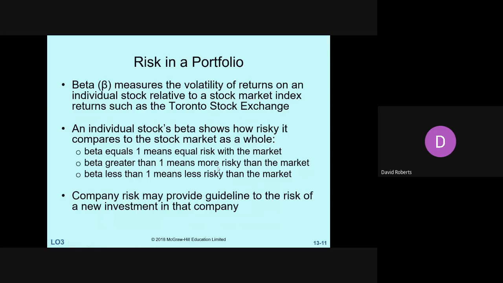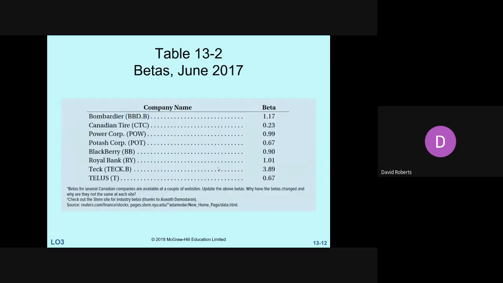Now, beta is used for stocks and compares an individual stock to how risky the market is. And you can see in this particular case how you would interpret this. Bombardier has a beta of 1.17. What that means is if the stock market changes by 1%, Bombardier's share price will change by 1.17%. So if the stock market goes up, Bombardier gains 17% faster than the average. If the stock market goes down, Bombardier loses 17% faster. So that's an above average risk.